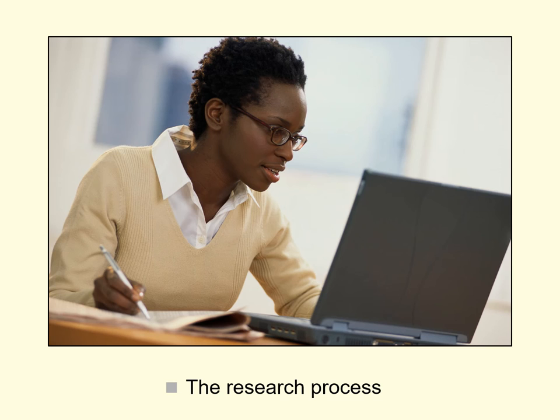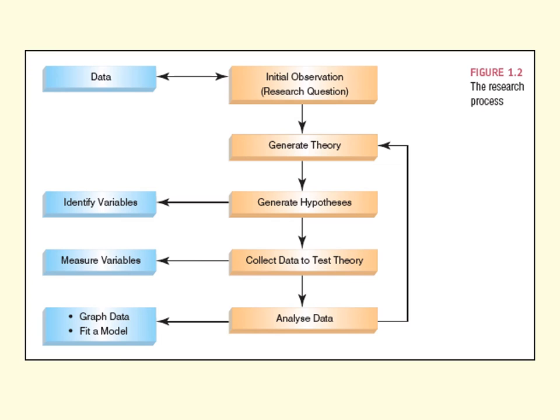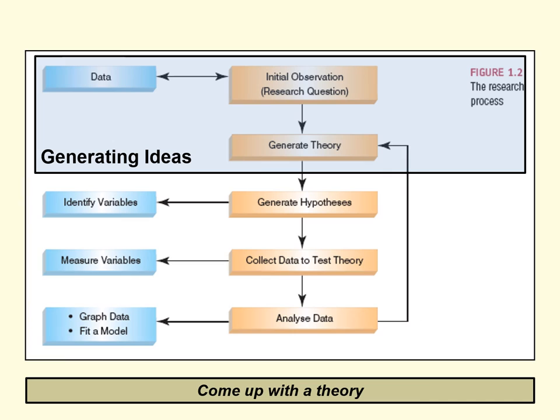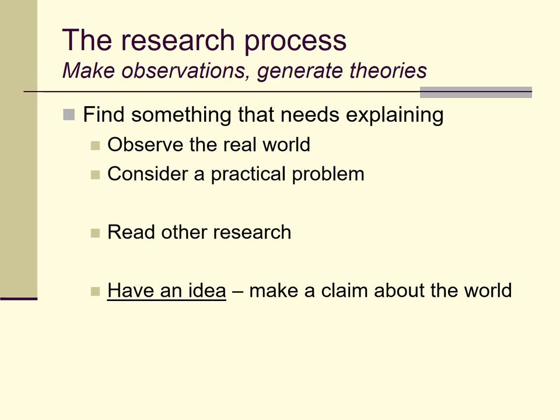Now, we're going to use this flowchart from the text to look at the different parts of the research process, and perhaps a good place to start is right up at the top in an area that I'd like to call generating ideas. And what's happening here is we're beginning to have an idea about the research that we'd like to do, and we're trying to connect that idea to a particular theory. How do we do this? Well, we might find something that needs to be explained or a problem that needs to be solved.